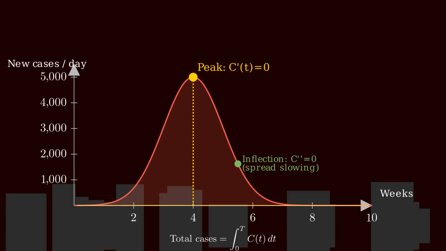Isaac Newton described this in the 17th century. The rate of cooling is proportional to the temperature difference between the object and its surroundings. Simple statement. Profound consequences. Written as a differential equation, it looks like this: dT over dt equals negative k times the quantity T minus T room. The rate of change of temperature equals a constant times how far you are from room temperature.